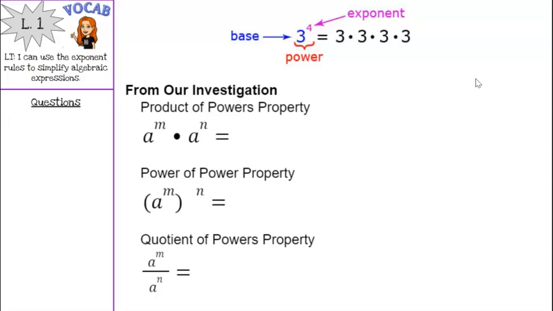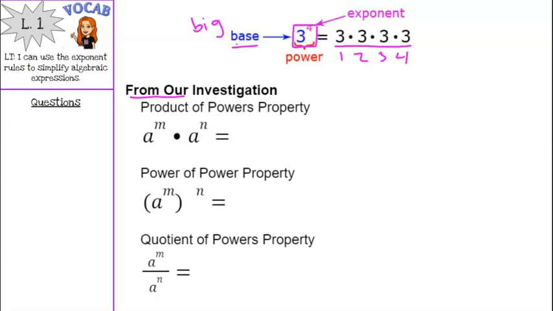First off, our vocab around exponents: the whole thing is called a power, so 3 to the 4th power, the whole thing is a power. The big number is called the base. You can remind yourself, big number, base, they both start with a B. And then the exponent is the little number. So 3 to the 4th power just means 4 threes being multiplied together. So we have 1, 2, 3, 4 threes multiplied together.